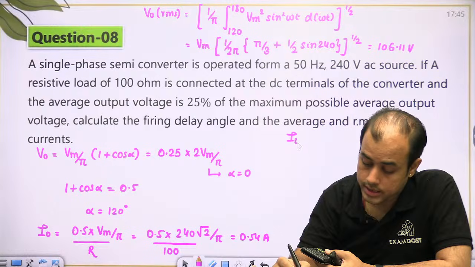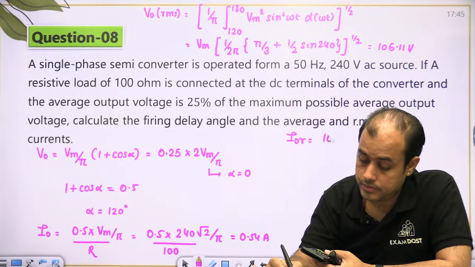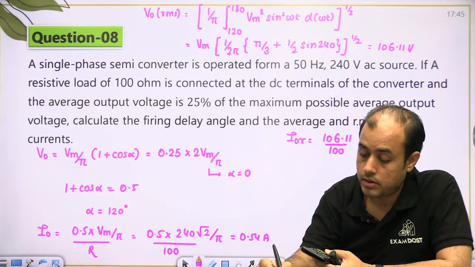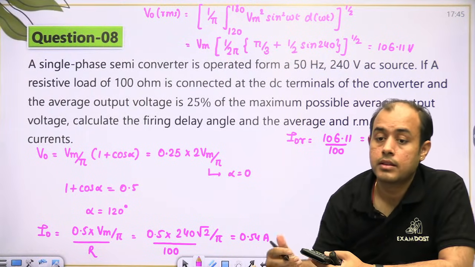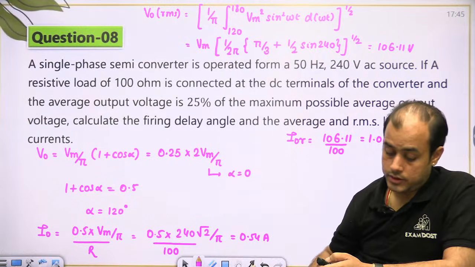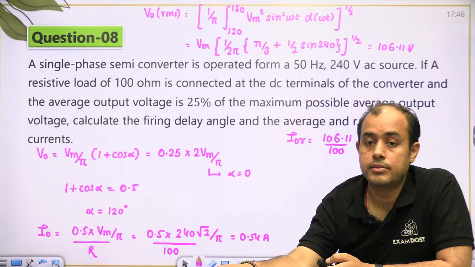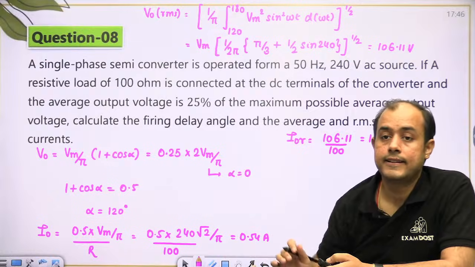So I naught RMS is 1.06. ये आ रहा है, कुछ और आ रहा है. ये आ रहा है यार.